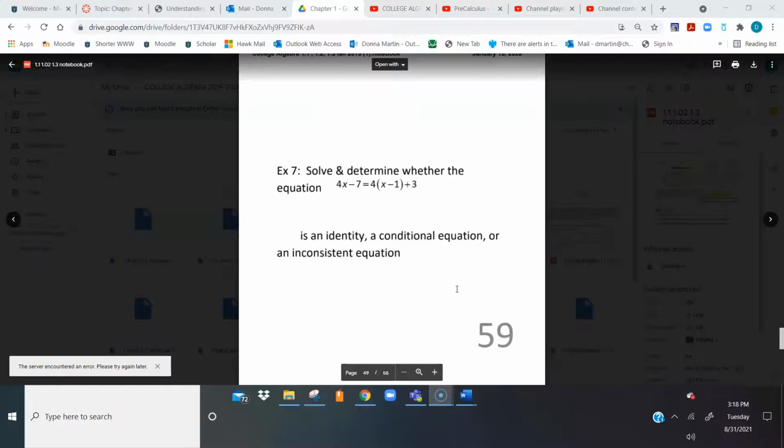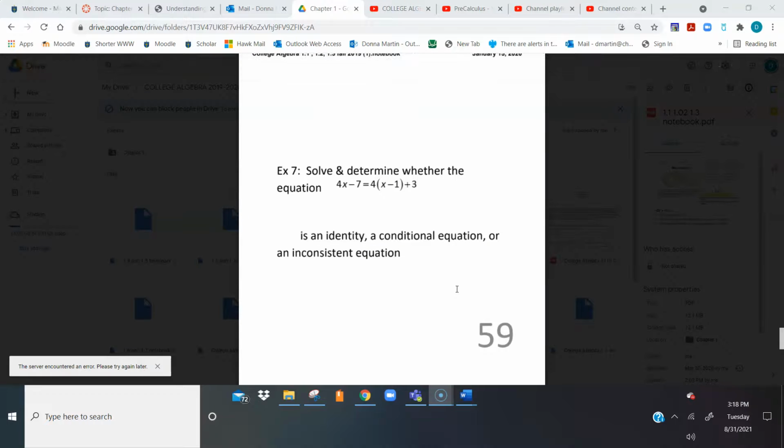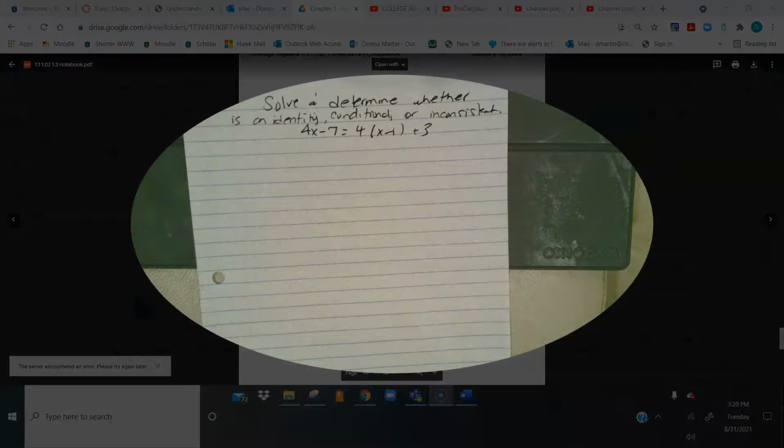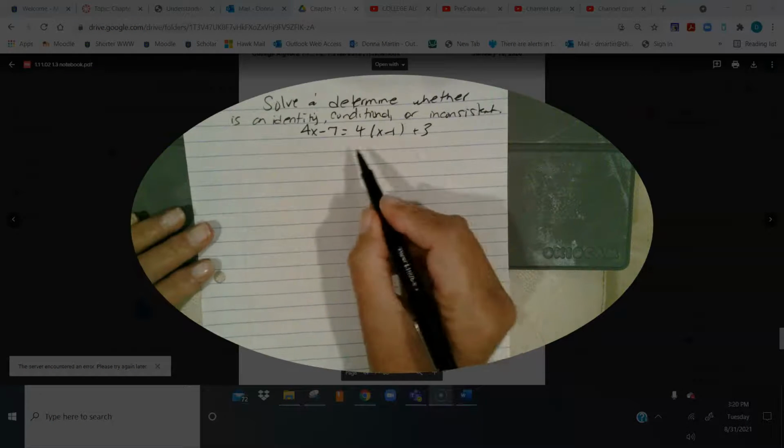Okay, here's one for you to try. You can pause this video, work through the problem, and then once you know a value for x, if it exists, determine did you have an identity, a conditional equation, or an inconsistent equation. The first step you might notice would be to remove those grouping symbols. So let me demonstrate that information here. I copy the problem down. I'll work on removing the grouping symbols.